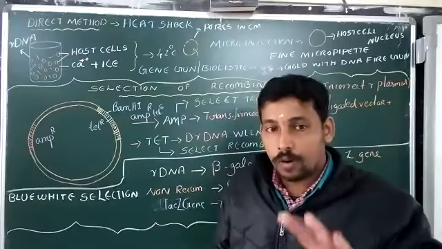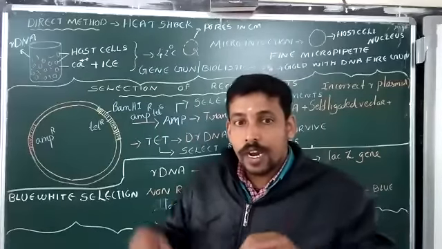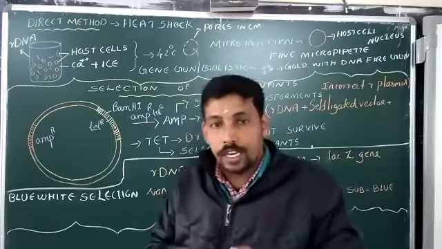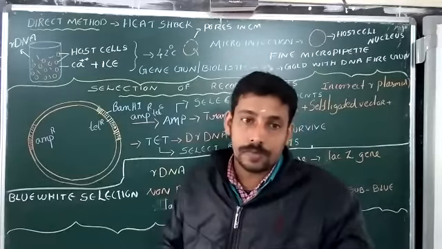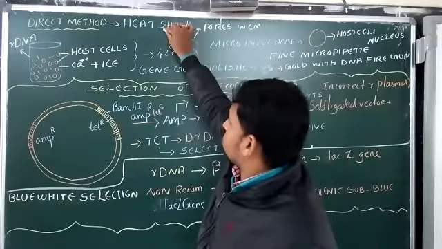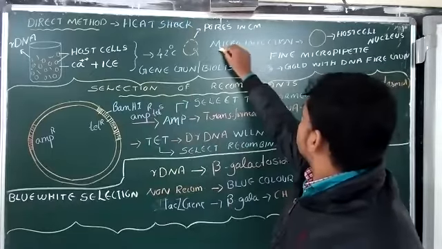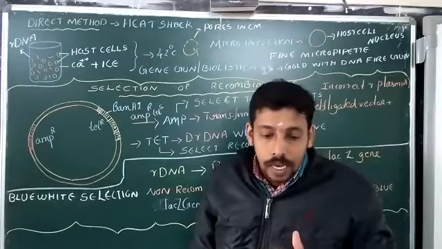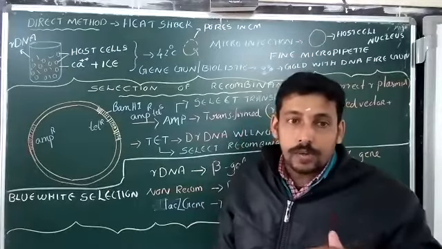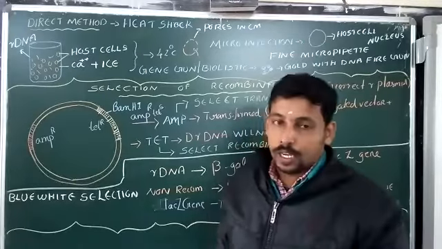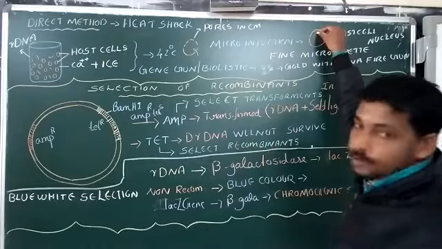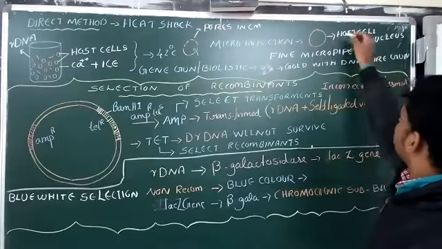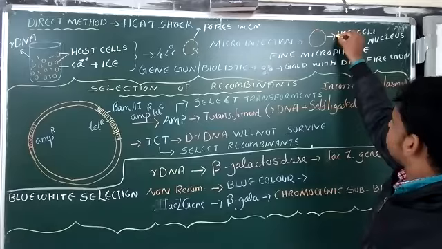We are talking about only the direct method, which means we are directly inserting the DNA into the host. So the first method is heat shock. Another method is micro injection. In micro injection, the rDNA is directly injected into the nucleus of the host cell. So this is the nucleus of the host cell.